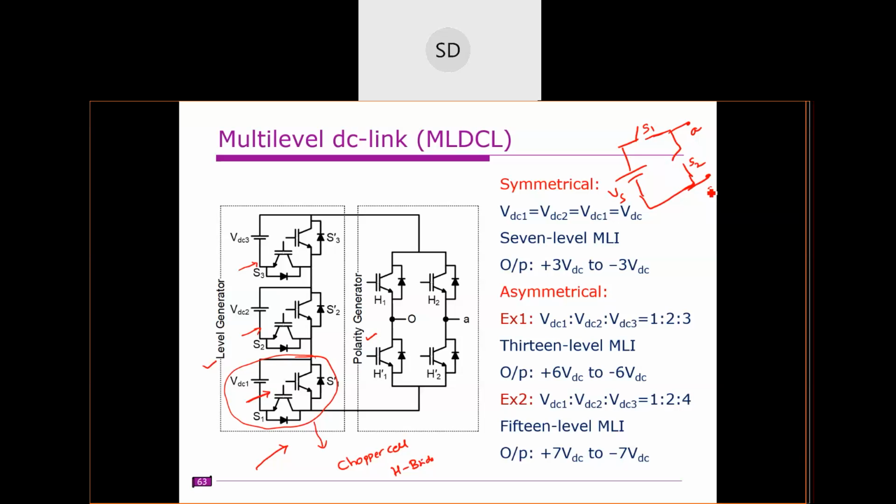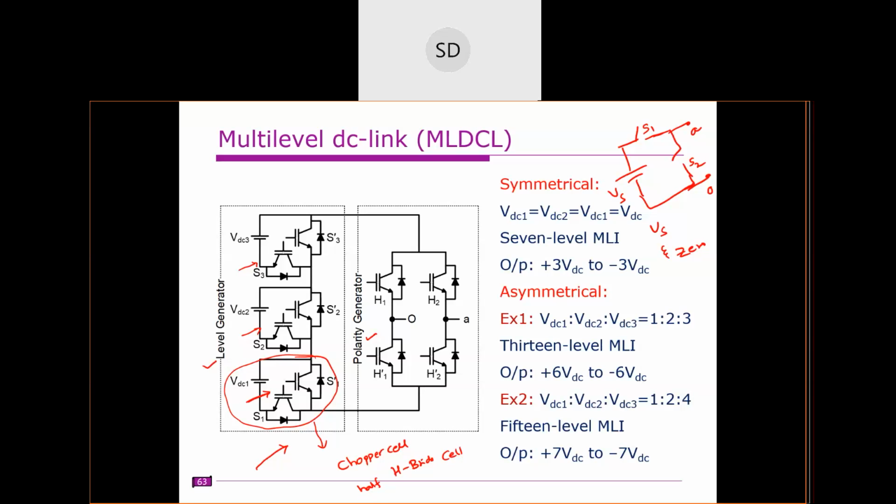and 0. If S1 is on, the voltage across A and 0 is Vs. If S2 is on, the voltage across A and 0 is 0. That means it will produce two levels, Vs and 0. Obviously S1 and S2 are complementary. This is known as a chopper cell, half-bridge cell, or half-bridge unit.